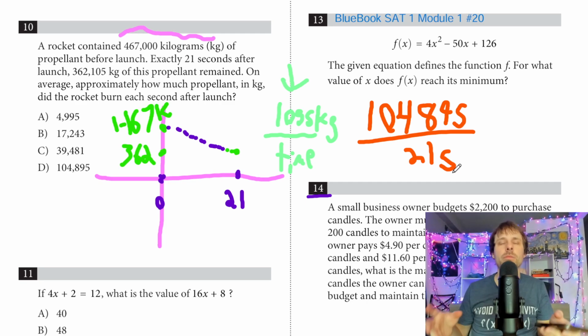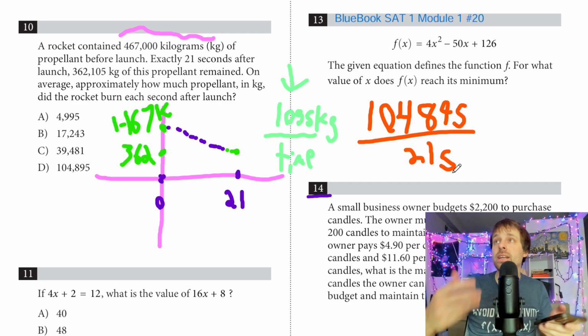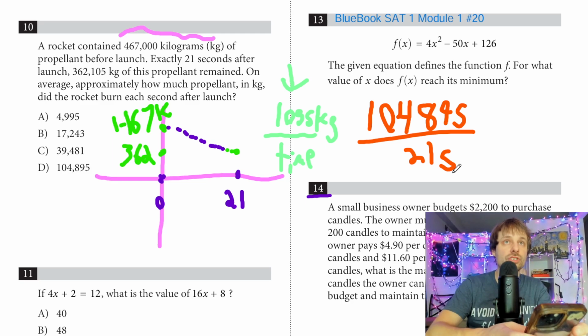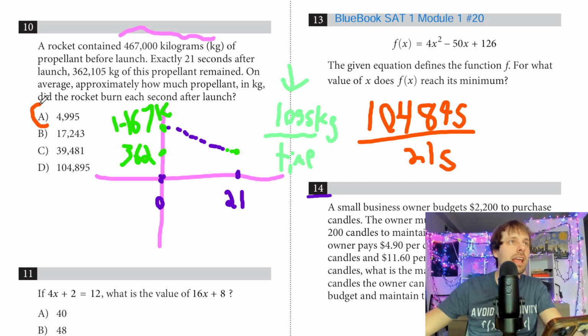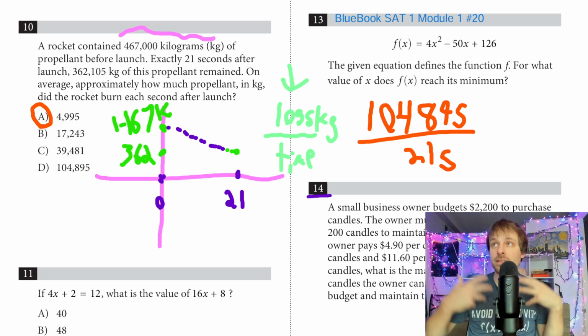I organized my problem just because I think it helps to kind of master what is happening here. I write down my two changes. I've changed 104,000 in my y. I've changed 21 in my x. And I do this division here, and I get A. Not even about, exactly A. I'm losing that many kilograms per second. We make sure this one's right, and A is correct for this one. So I know these problems are a little bit on the easier side, but they are excellent for reinforcing these fundamental skills.